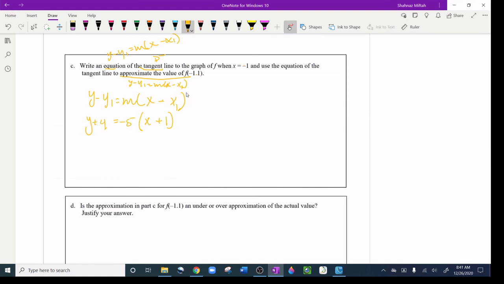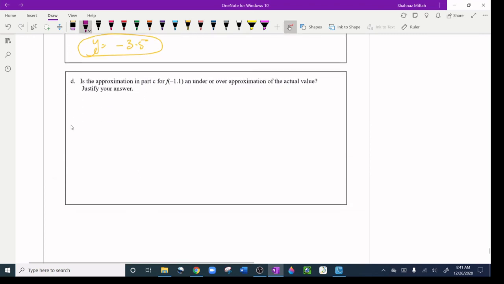So that's my equation, and I have to plug in -1.1 for that x: y plus 4 equals -5 times the quantity x plus 1. When you solve this, you're going to get y equal -3.5, and that was the answer. So you get 2 points for this.